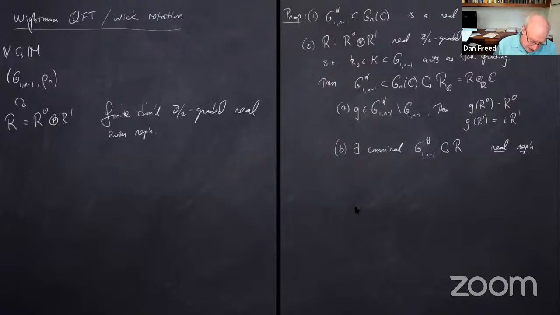Okay. Now a theorem, jumping ahead without all the setup, called spin statistics, is going to say that K naught, this particular internal element, acts as the grading.